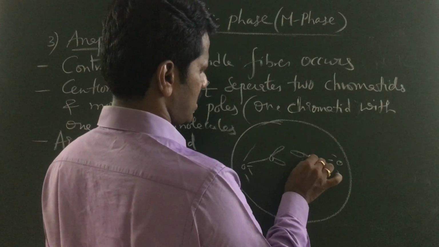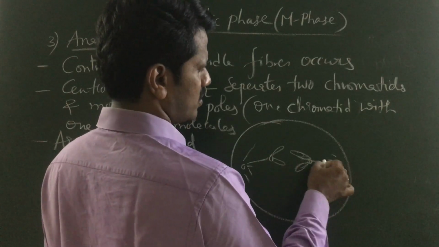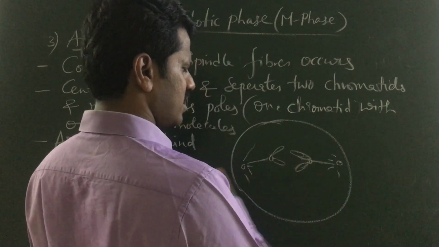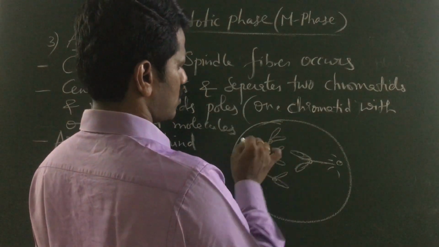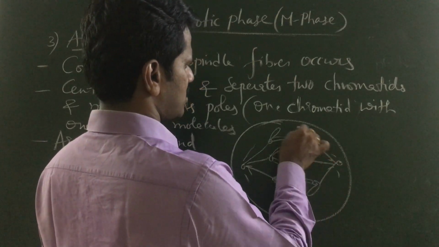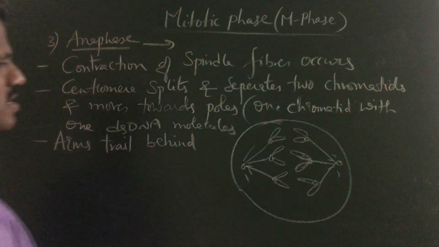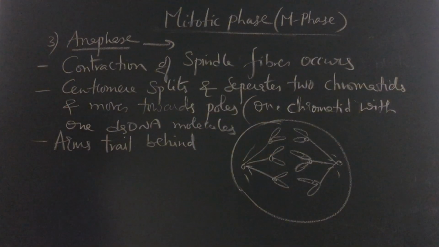Whatever the arms are, they will be behind, meaning this side. Pulling like this, the arms will be trailing behind like this. So all those chromosomes, chromatids will be in this direction. So based on the position of the centromere, the shapes will be present. Okay? So that is what they are pulling.